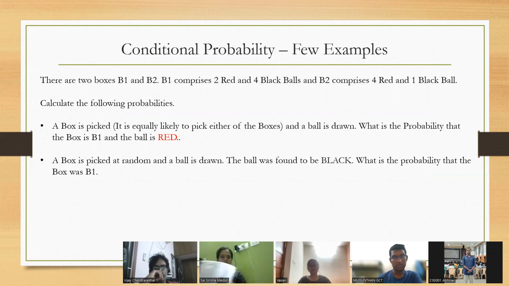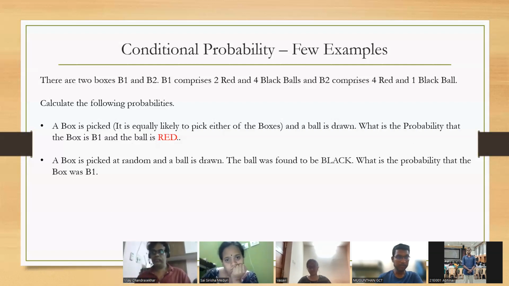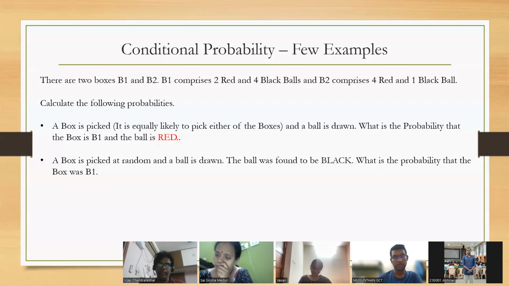Now the first problem we're going to solve is the following. A box is picked and a ball is drawn. So there are two boxes. You pick a box, they're equally likely in the sense that you could have picked any box with the same probability, and a ball is drawn. What is the probability that the box is B1 and the ball is red? That's my first question. Take your time.